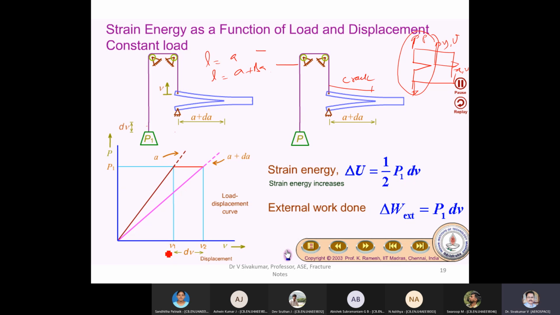If you see the bottom graph or curve here, it is a plot of displacement versus load. Load I'm applying here, displacement I'm observing here, for two cases. This curve is for test 1, this is for test 2. You can see crack length A, crack length A plus delta A. Both are same.